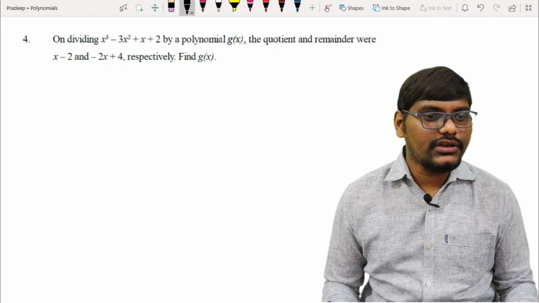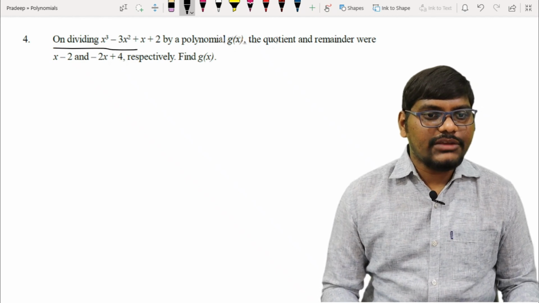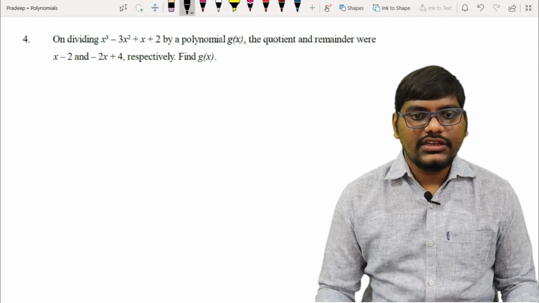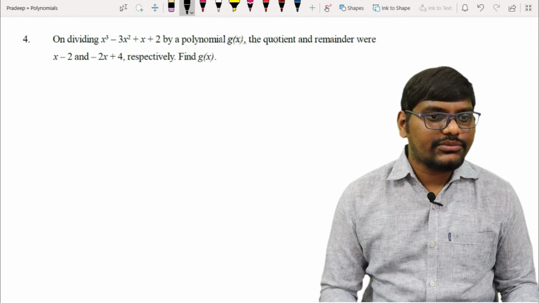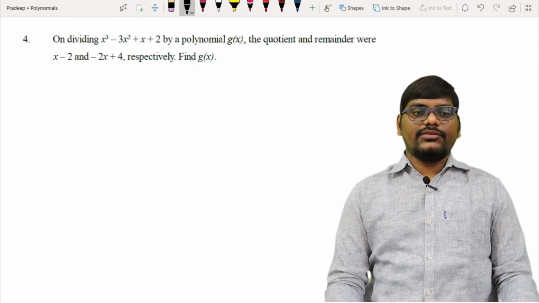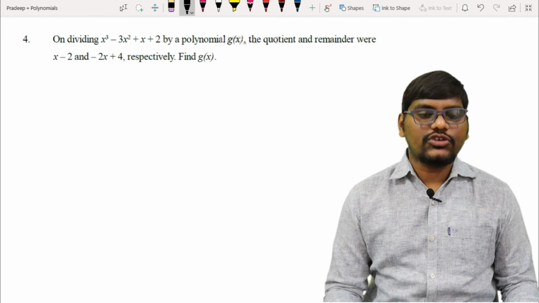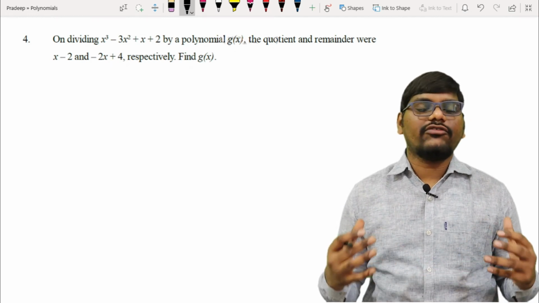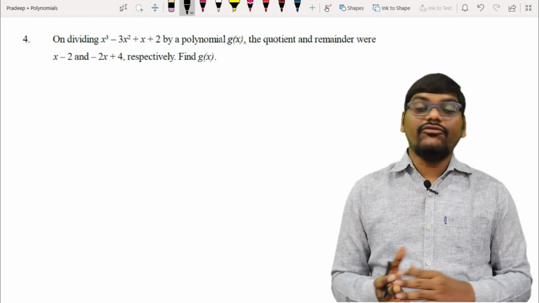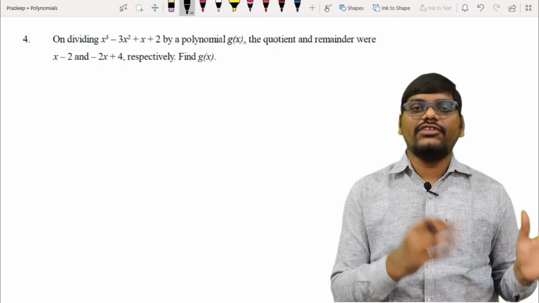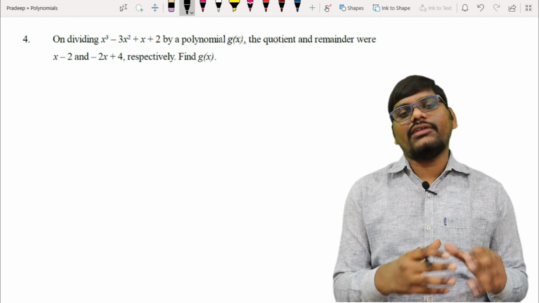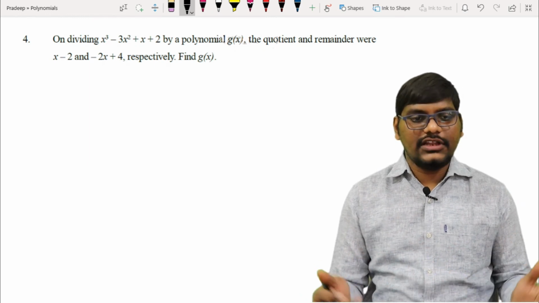Let's go for the fourth question. On dividing x power 3 minus 3x square plus x plus 2 by a polynomial g of x, the quotient and remainder were x minus 2 and minus 2x plus 4 respectively. Find g of x. Here they have given the polynomial, and also they have given the remainder and the quotient, and we should find out the divisor. They didn't give the divisor, we should find it out. Okay, let's try to do this.